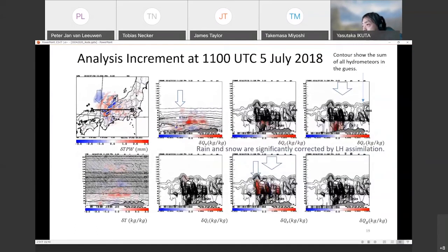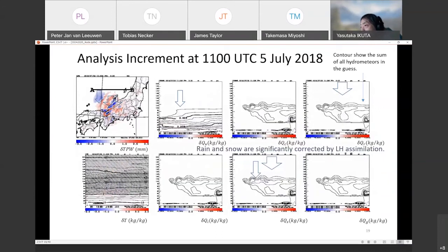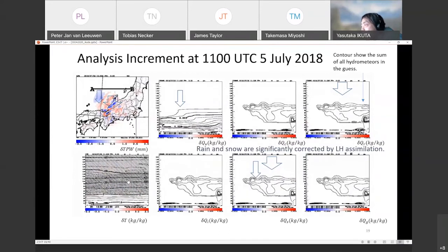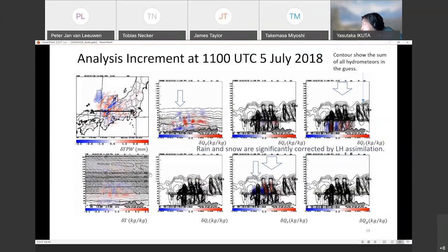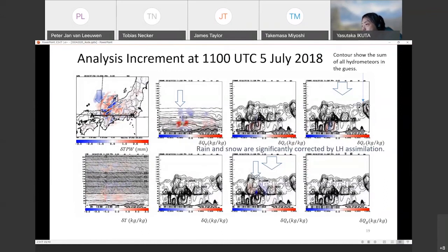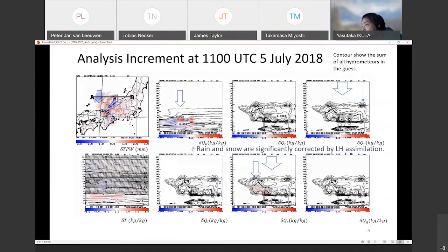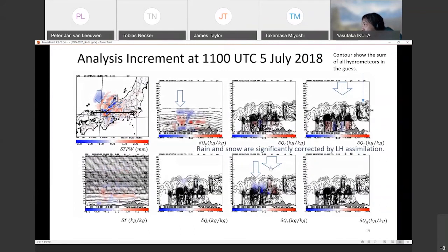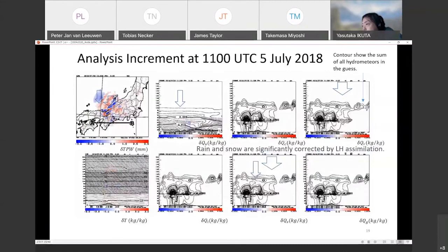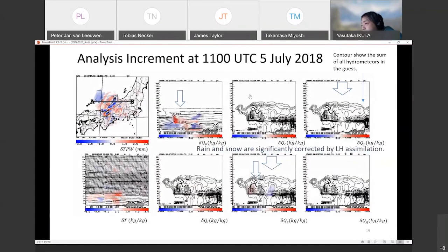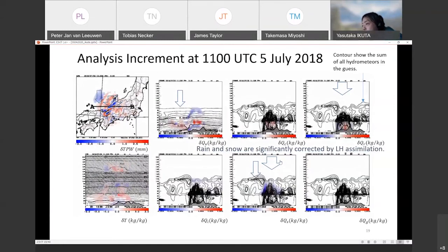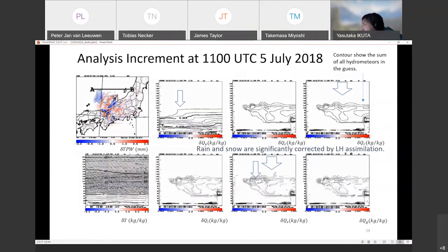The analysis increment is shown in the slide. This is the temperature increment, and water vapor and hydrometeors. So you can see that not only the temperature, but also the water vapor and hydrometeors inside the precipitation systems are modified. In particular, rain and snow have changed significantly.